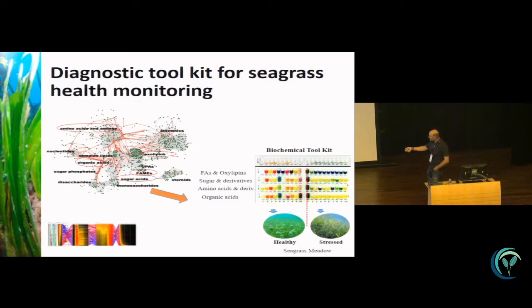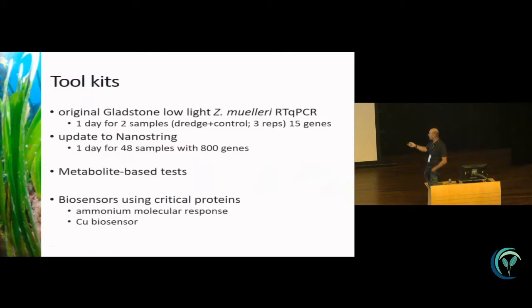I'm not discrediting Kramer's work, I'm still excited about what it's going to do, but I think that's going to be the future. So the toolkits that we hope to have operational: our original Gladstone one took a lot of work, and we'd have to take a single data set, run 2 samples with a dredge and a control, 3 biological reps testing 15 genes. Now we can run 30,000 samples using the NanoString, or 1 hour to do the same thing.